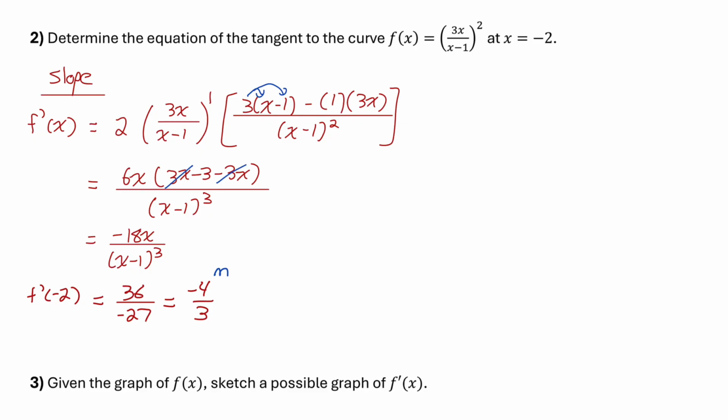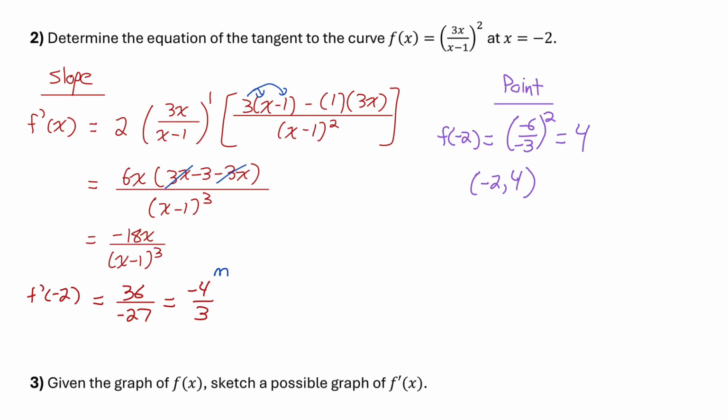I also need a point on the tangent line. Since the tangent line touches the original function f of x at the point when x is negative 2, I can find the coordinates of the point they share just by subbing negative 2 into my f of x function. Evaluating f at negative 2, I get negative 6 over negative 3 squared. That's just 2 squared, which is 4. So the point negative 2, 4 is the point that the tangent line touches the original function at.